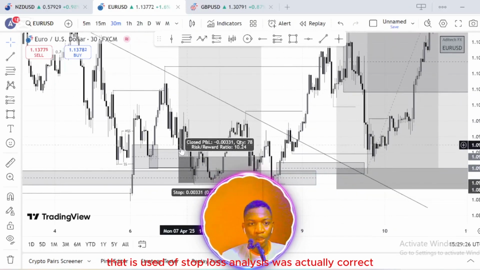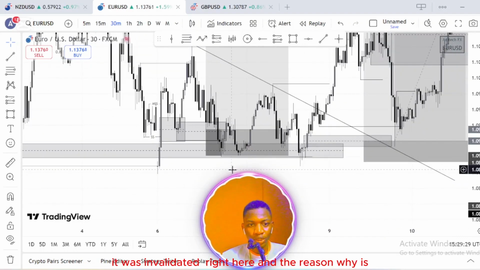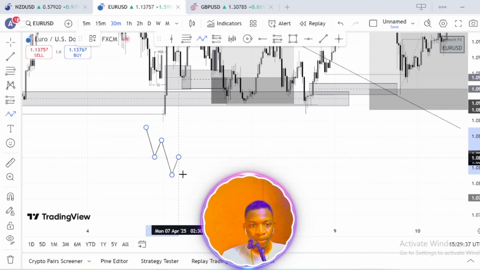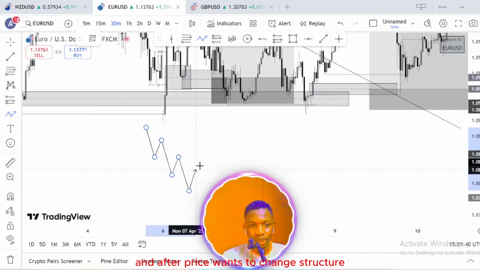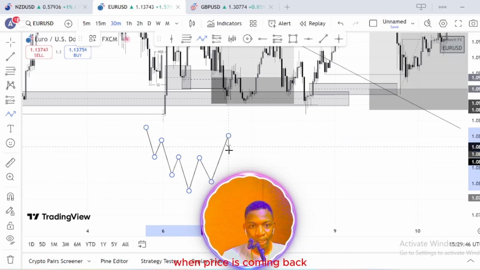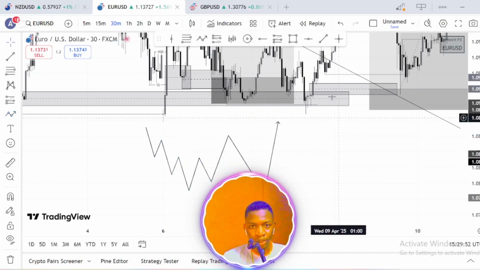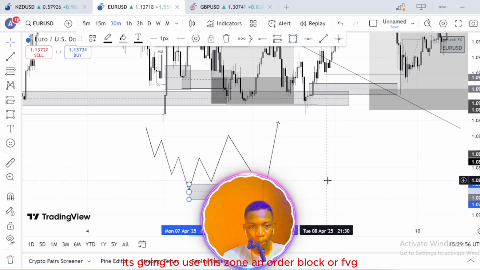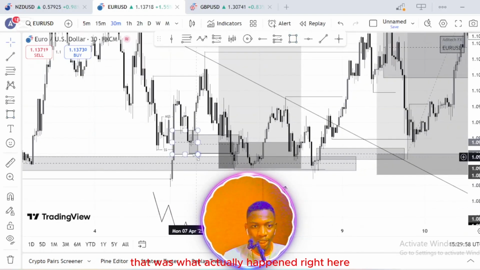The analysis was actually correct. It was invalidated right here. Now the reason why is because anytime price is shifting structure, right, and after price wants to change structure, if it is unable to clear this liquidity and does something like this, when price is coming back, it's going to use either an order block. That was what actually happened right here.